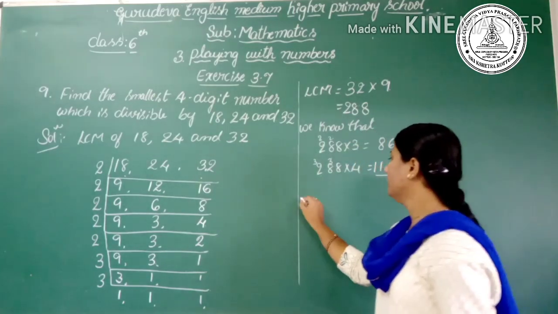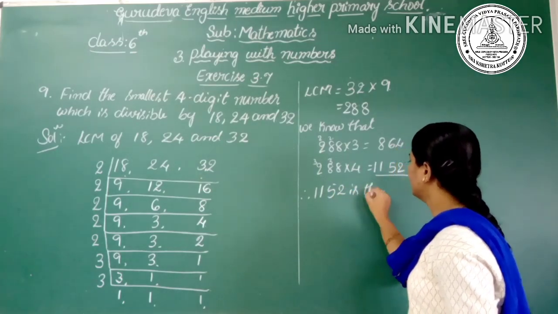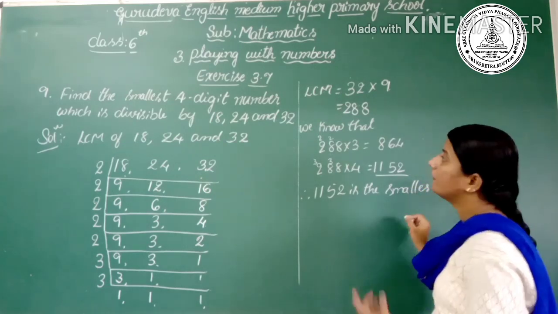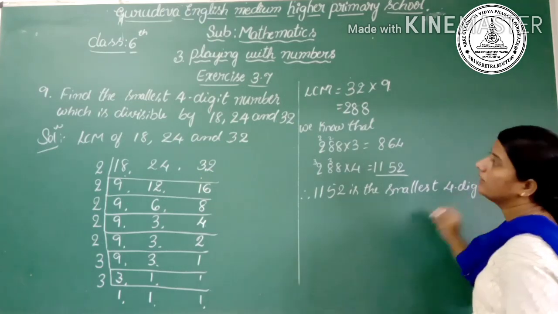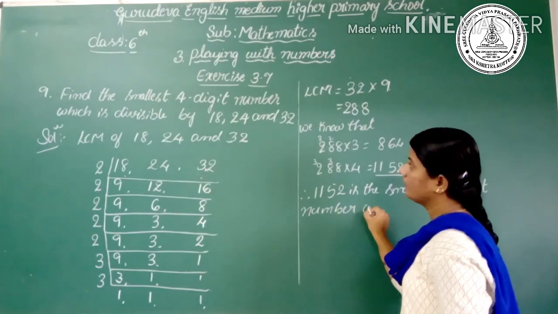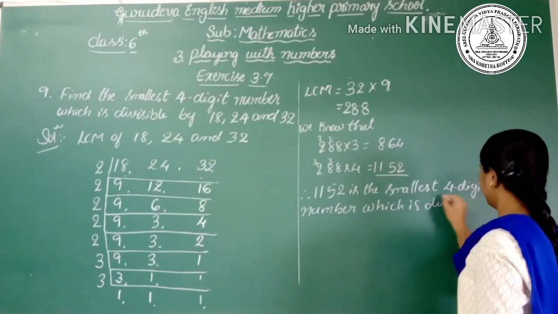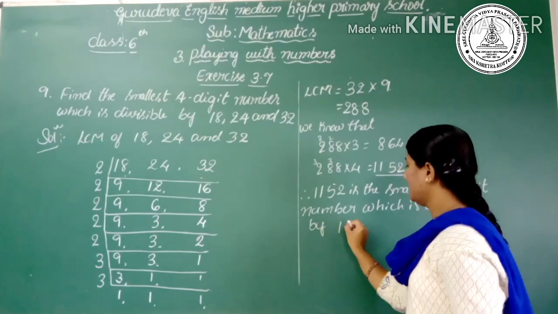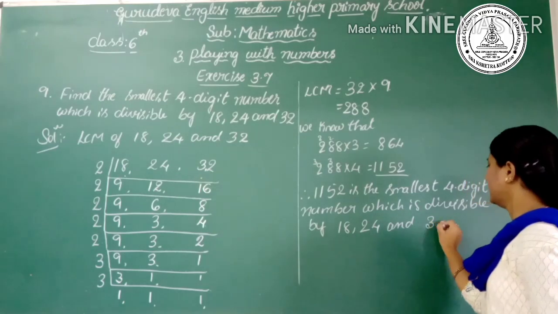Right, at last, therefore 1152 is the smallest 4-digit number which is divisible by 18, 24 and 32.